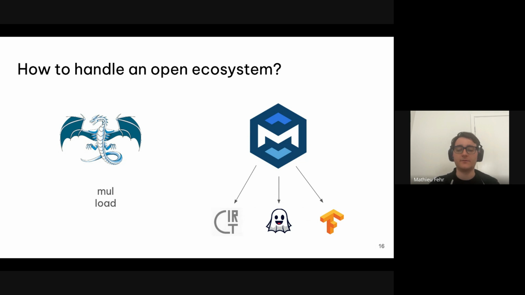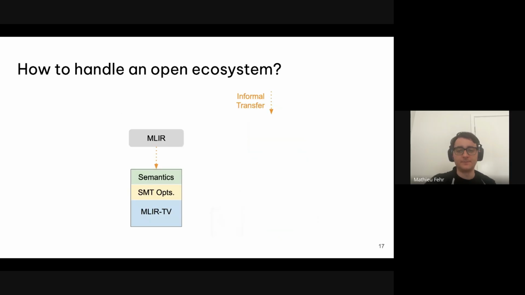You have Circuit that represents the comp dialect, for instance. And then you have ARI, you have TensorFlow that all have their own kind of different dialect with their own different semantics. And we can't really have one tool like Alive for the entirety of MLIR, because everyone defines things on top of it.